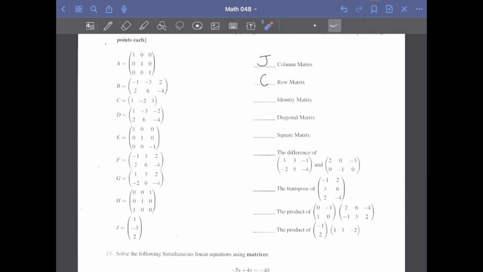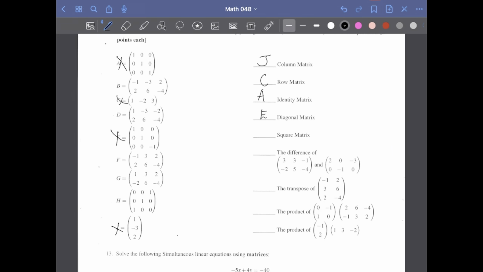Identity is just ones down the diagonal, so that's A. The diagonal matrix has numbers going down the diagonal, so you see 1, 1, and then negative 1, so that'd be E. A square matrix has the same number of rows and columns, so let's cross off what we already used. So we used J, C, A, and E.